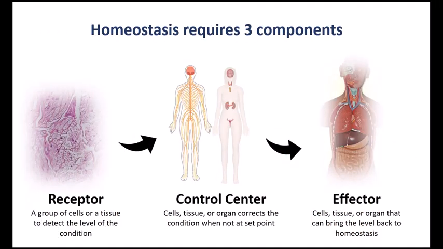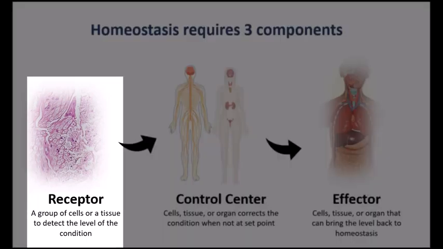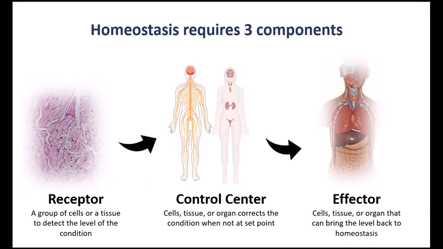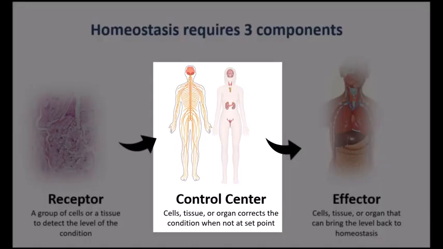Homeostasis requires three components: a group of cells or a tissue to detect the level of the condition. This is called a receptor. Second, a group of cells or tissue or organ called a control center that knows what the desired level for the condition should be. That's called the set point, and importantly, what to do if it needs correcting.